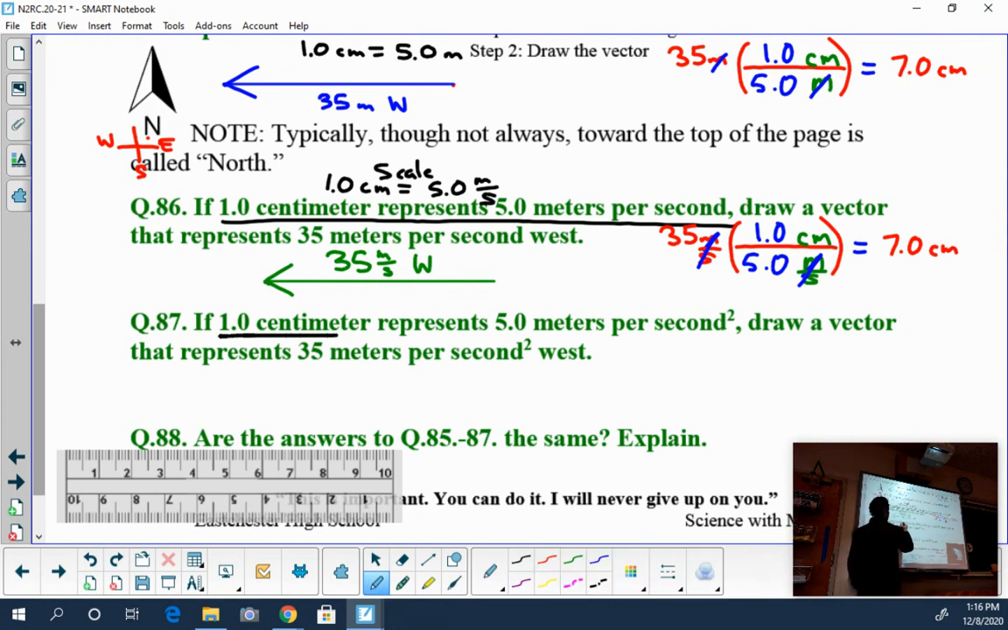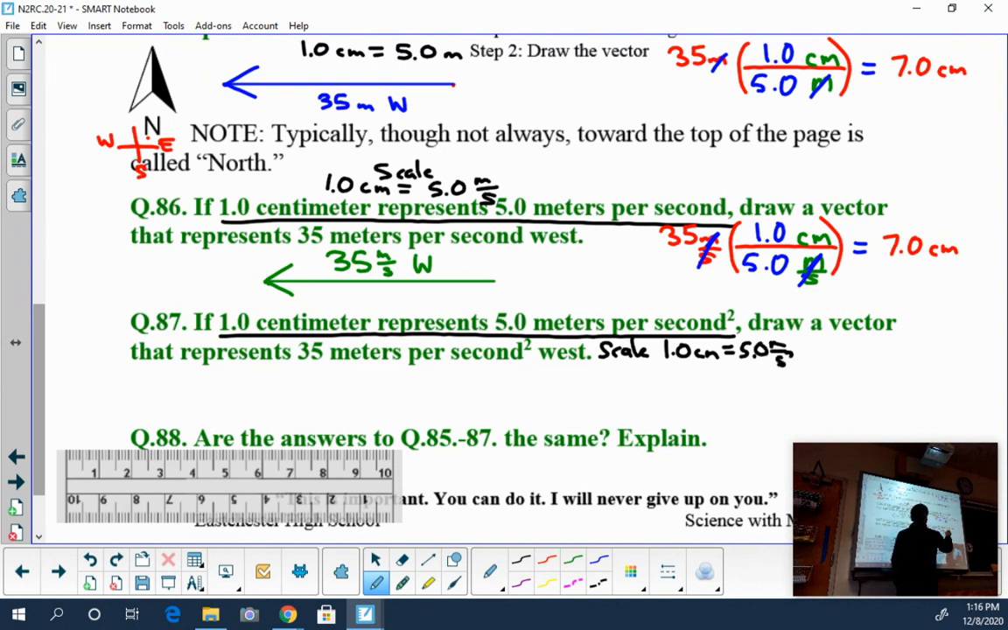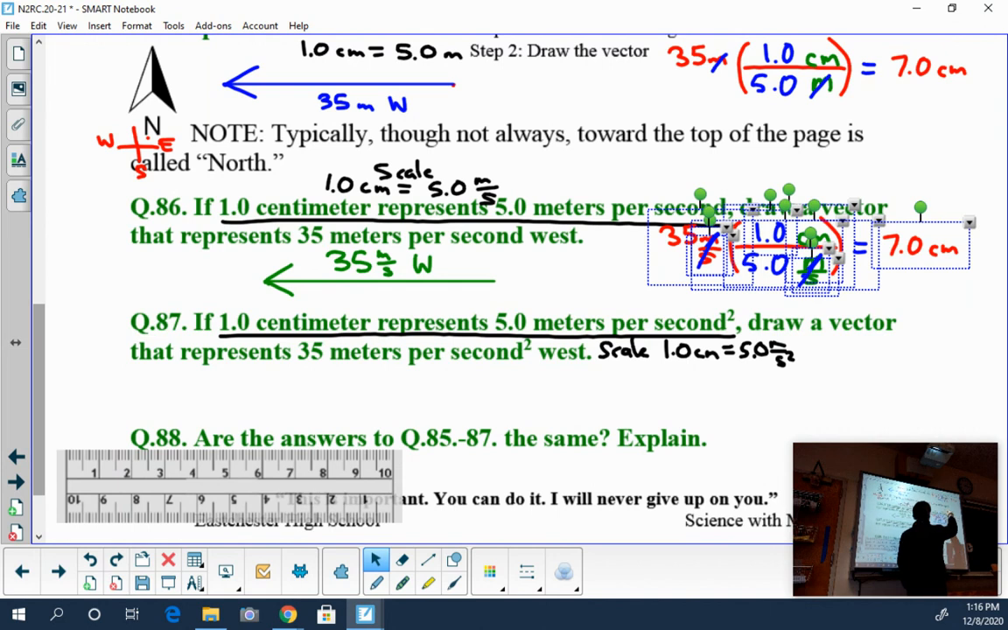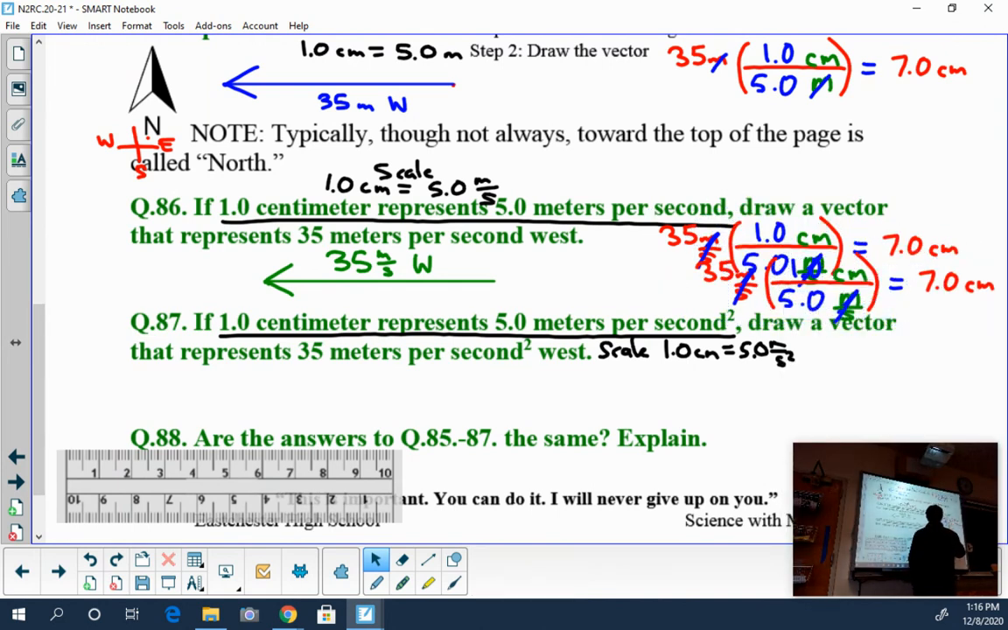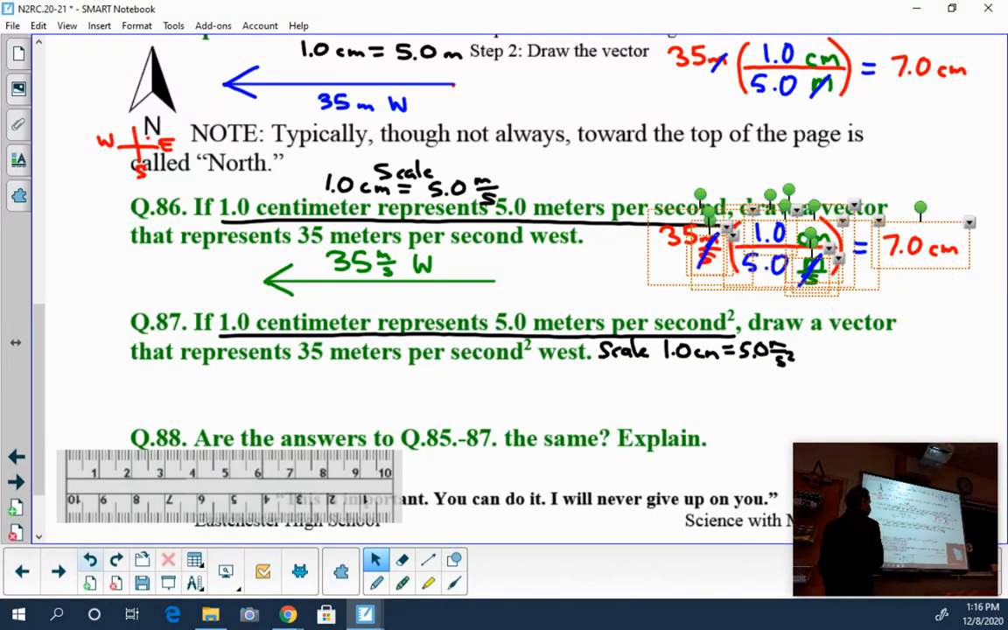And then finally, we have this for another problem that looks quite similar. Here's our scale. 1 centimeter represents 5 meters per second squared. Oh, well now our scale actually converts between a scale length and an acceleration. We need 5 meters per second squared. How do we do the conversion? Well, really, we have to do it again. It's really basically the same thing, except, oh, I lost it. Let's try it again.